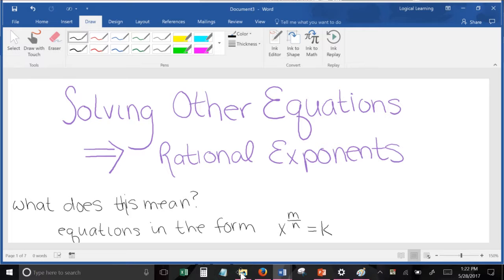Rational exponents are just like any other exponents. We have squared or cubed. A rational exponent just means that it's part of the rational numbers, and the rational numbers are numbers that can be written in the form of p over q, where q is not equal to 0, so it's basically just a fancy way of saying a fraction. So equations with rational exponents are going to be equations where our variables are raised to a fraction or have fractional exponents in them.